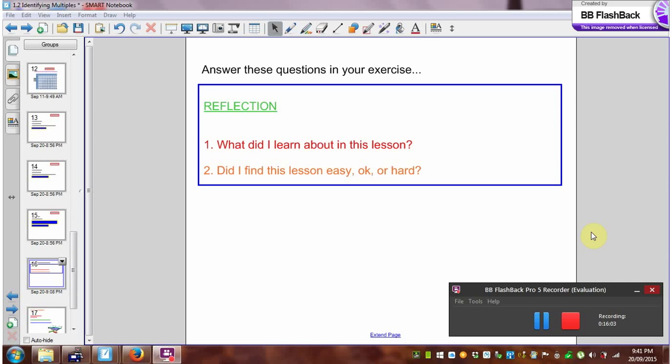Okay, last little activity for the day. I want you to write down what's in the blue box in your exercise book. I want you to write down reflection, underline. Then I want you to answer these 2 simple questions to get you to reflect on what you learned today. Number 1, what did I learn about in this lesson? It doesn't have to be a long answer, just a sentence or 2. And number 2, did I find this lesson easy, okay, or hard? Once you get that done, play the video again.